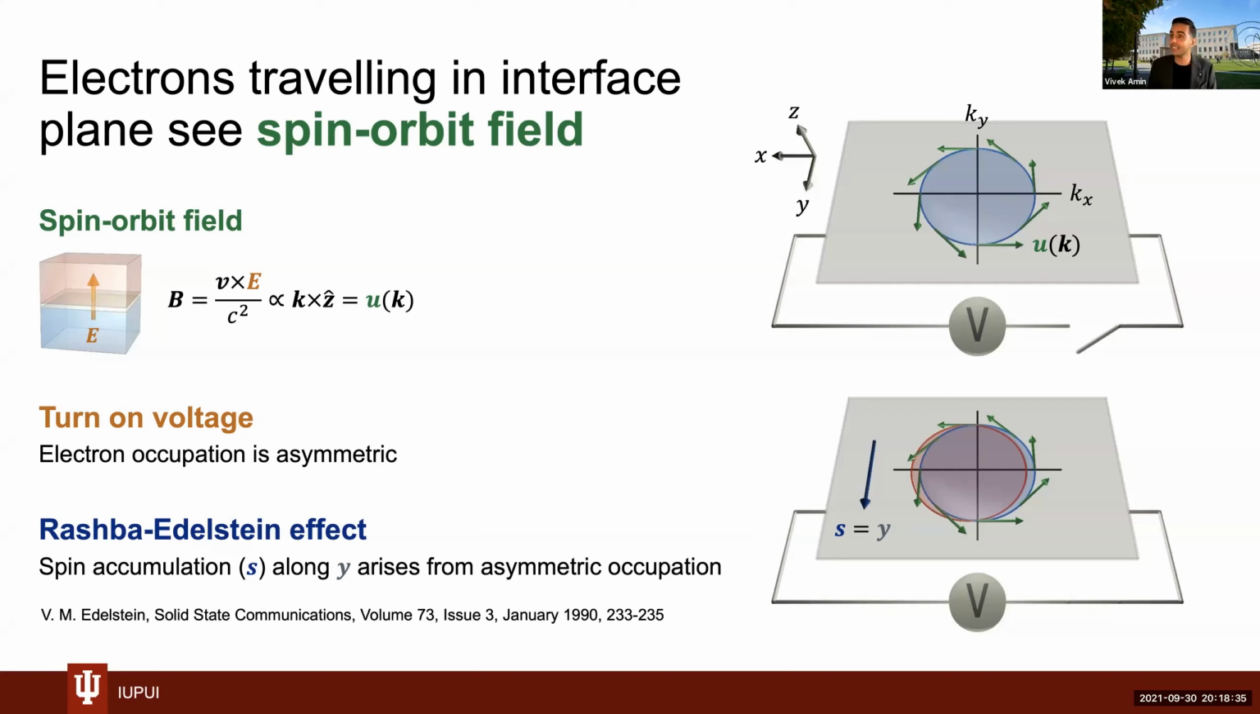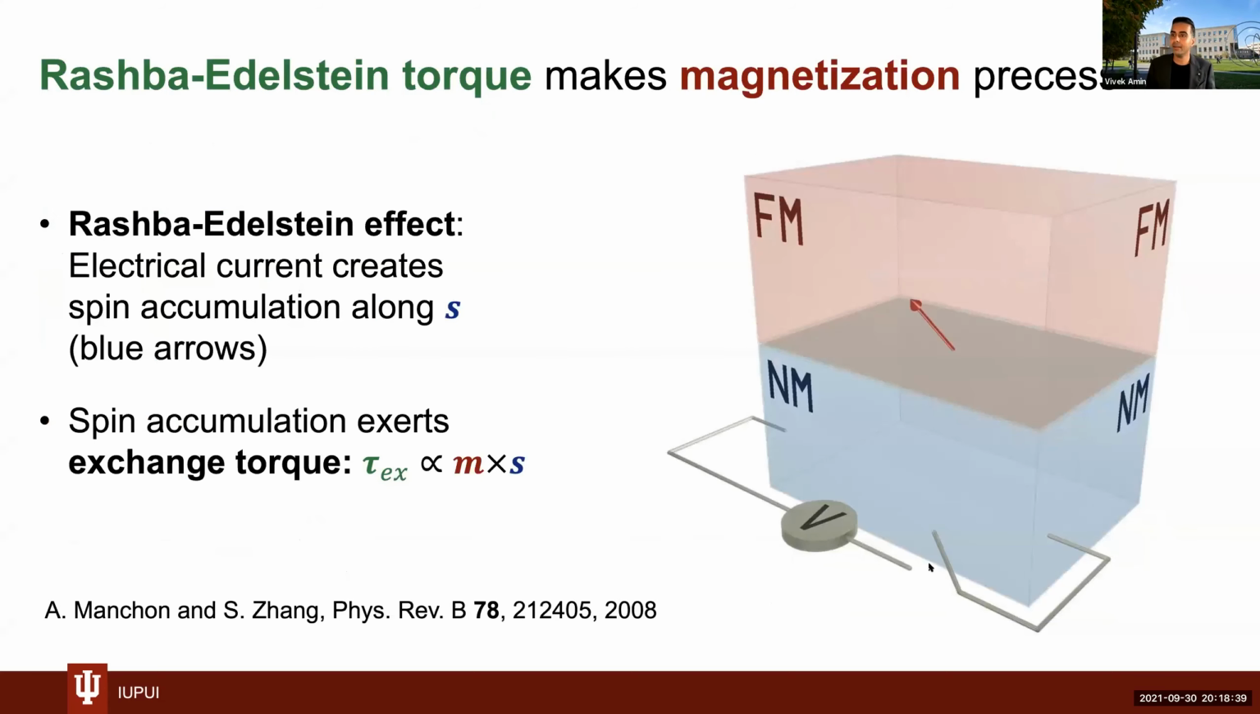So now what does this mean for spin-orbit torque? I close this circuit, a spin accumulation develops at the interface, and as a result, I get the magnetization precessing around the spin accumulation, which looks like a torque with the magnetization dependence M cross S.